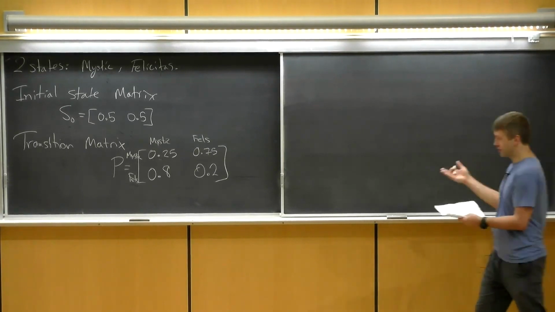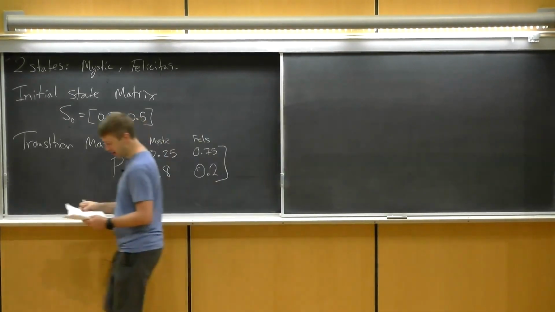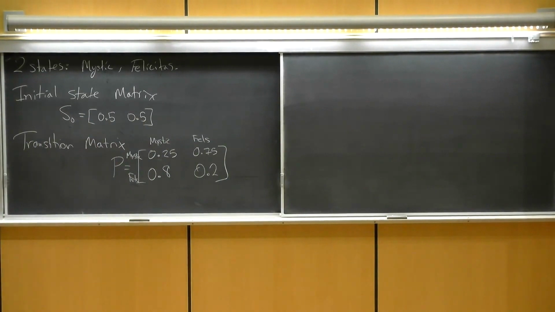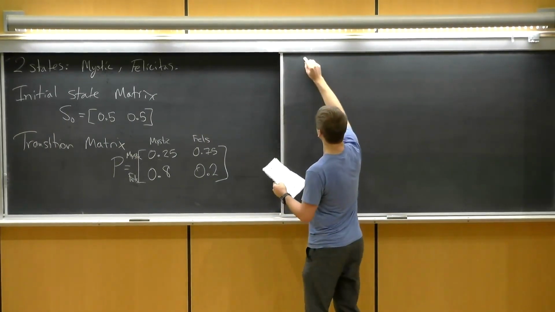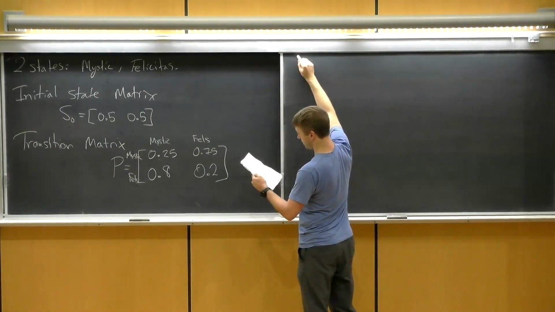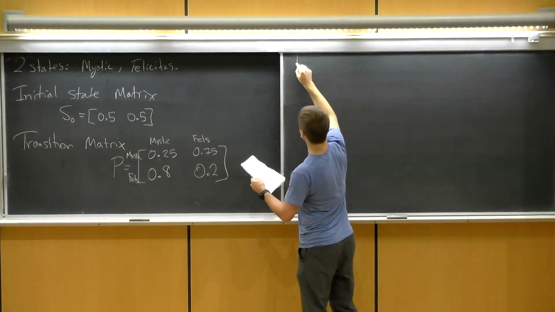Okay, so this is generally how you would take a word problem and turn it into a Markov chain. Now I'm going to write down a different Markov chain and we're going to analyze it in various ways. So let's say, yeah, 3 runners.